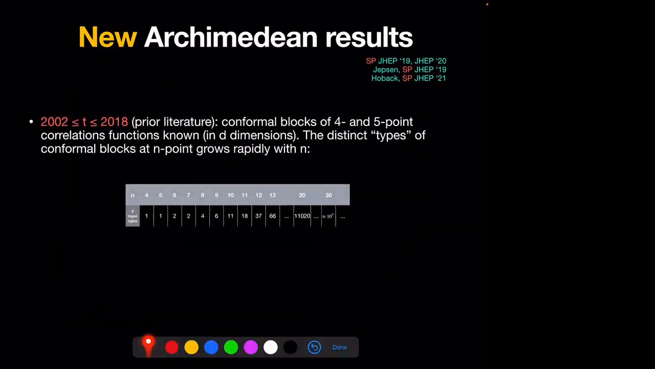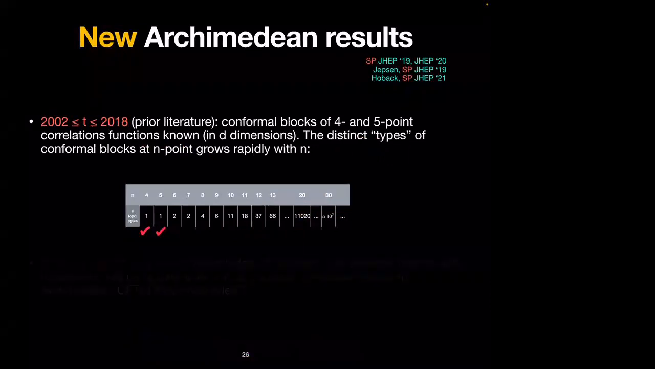So as I said, only 4 point was known up to 2015 and 5 point was known up to 2018. And it turns out after 5 point, there's actually many distinct and independent types of conformal blocks at higher points. So for instance, at 30 point correlation function, there are actually order of 10 million different conformal blocks you can use depending on how you take operator product expansions. So working each of these out one by one is hopeless.